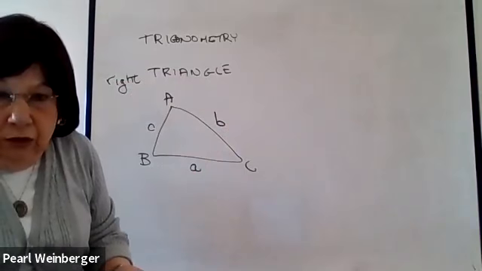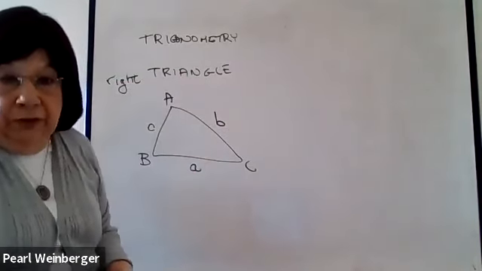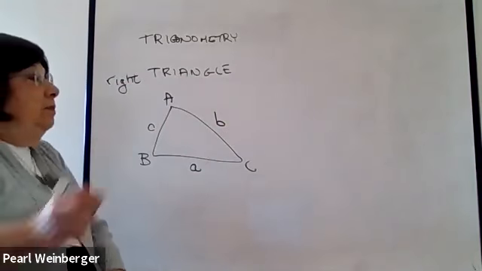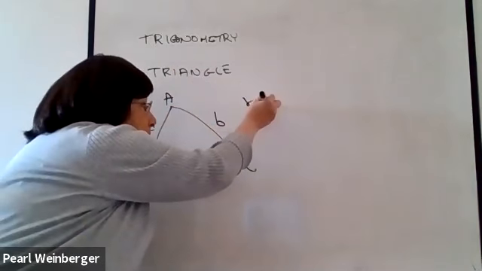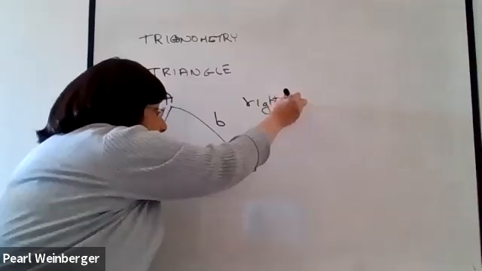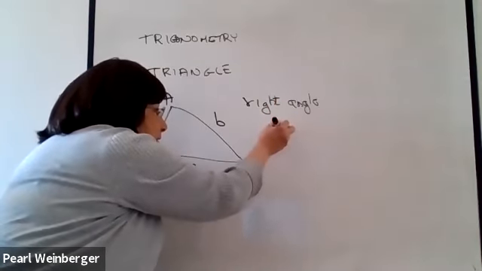That's for any triangle. What makes something a right triangle? Corey was absolutely right. It has something called a right angle, which means the angle has 90 degrees.